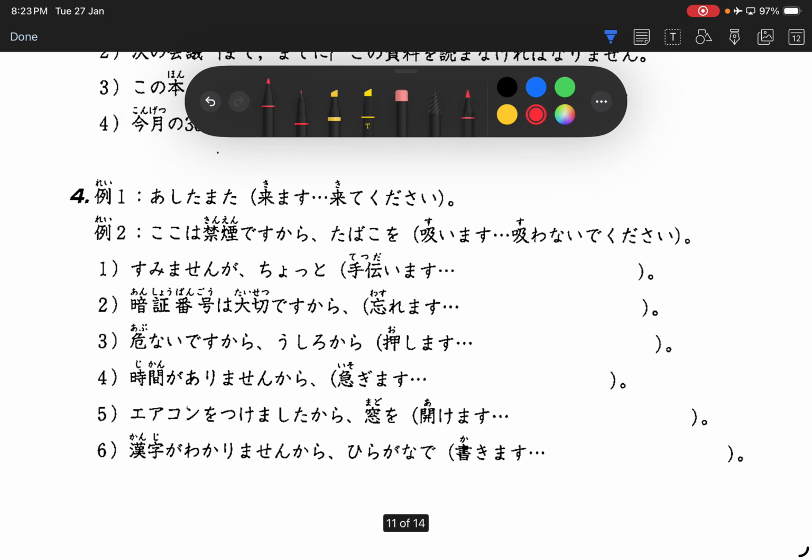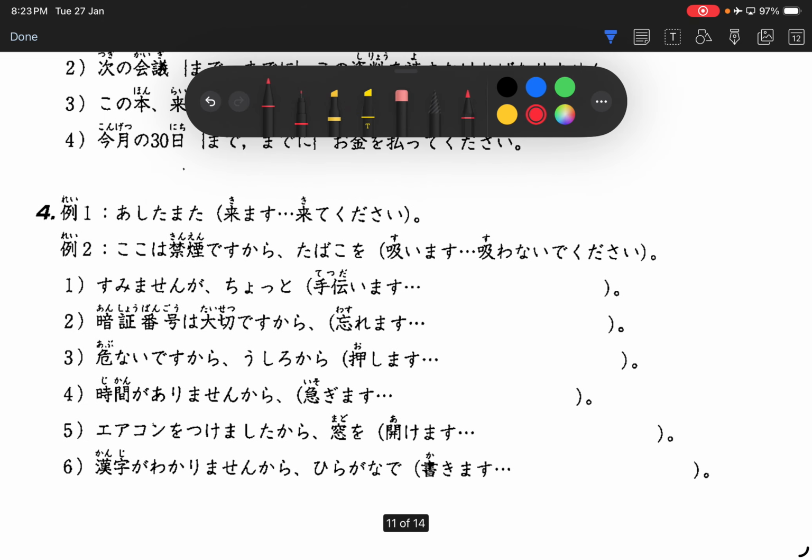Okay, number 4, example 1. 明日また来ます, change to 来てください, so please come.